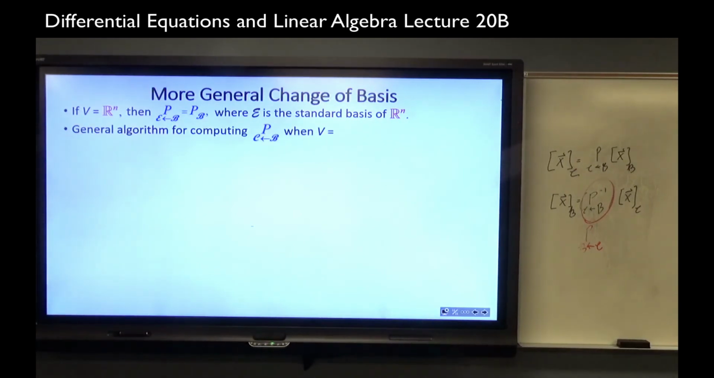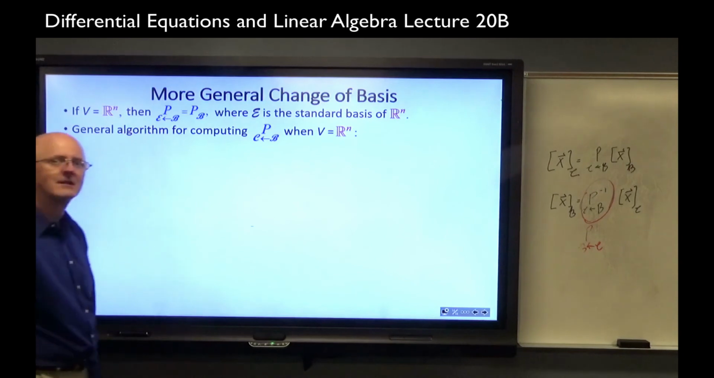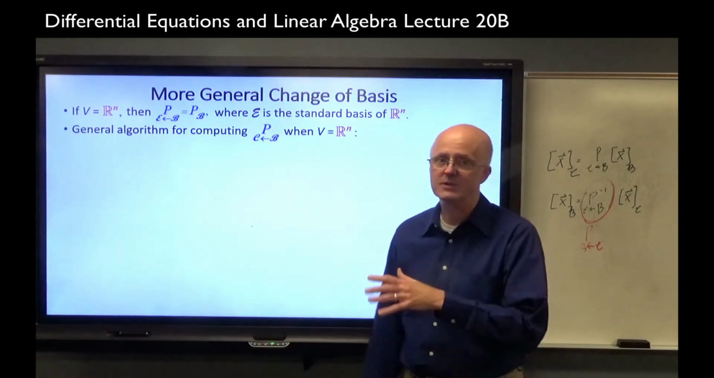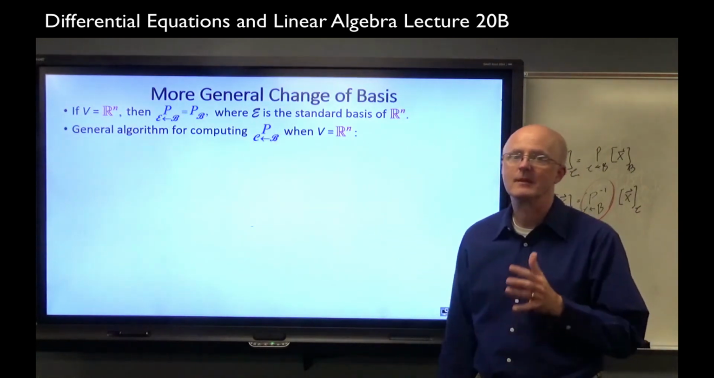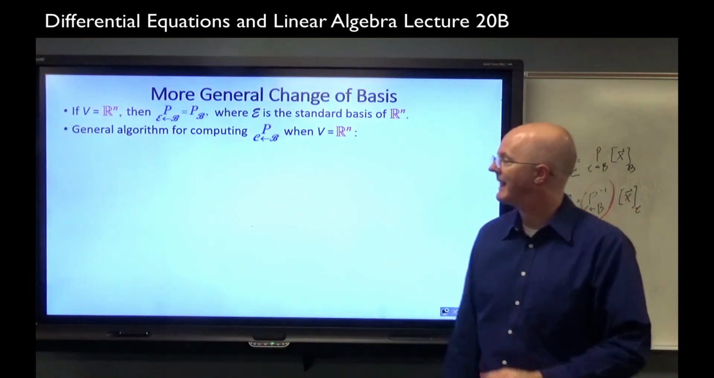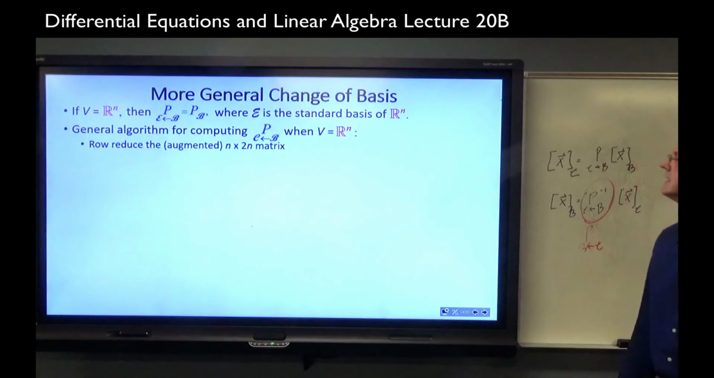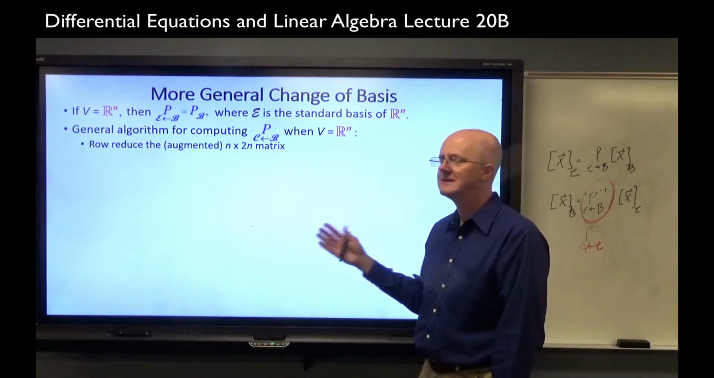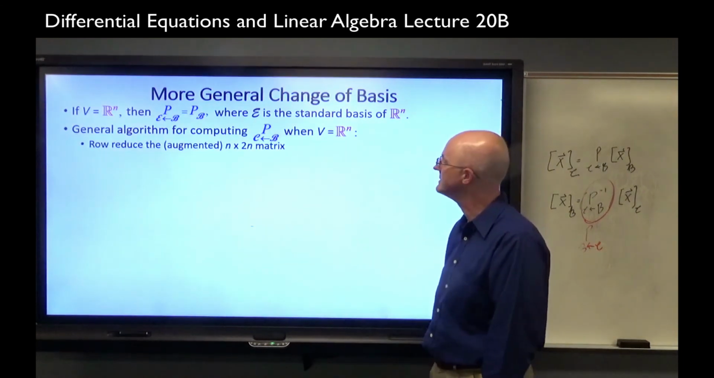Here's a general algorithm for computing this change of coordinates matrix when V does equal Rn. Not going to take the time to explain this, but I will show how to implement the algorithm on Mathematica. You do some row reduction. You row reduce an augmented matrix. It's an n by 2n matrix with n rows and 2n columns. Double the number of columns than the number of rows.